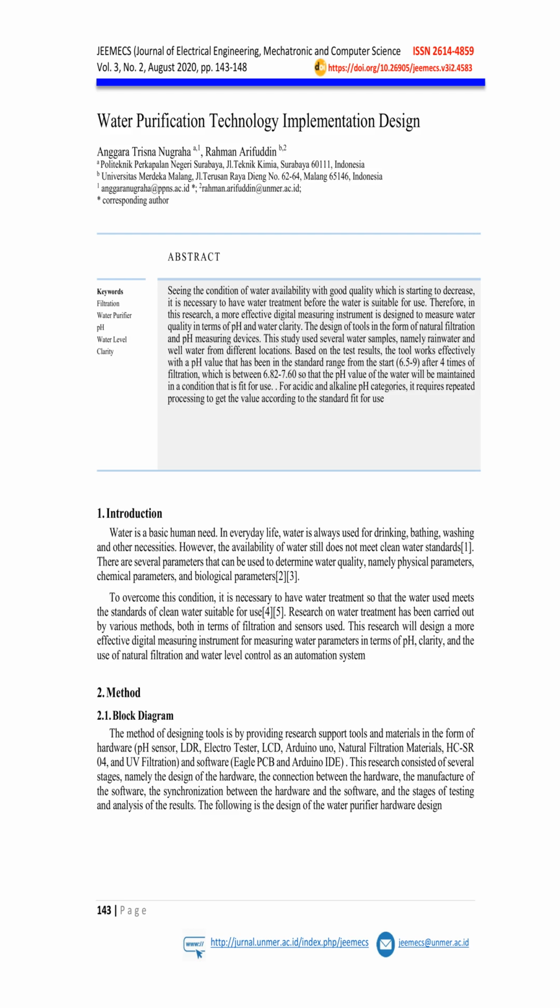1. Introduction. Water is a basic human need. In everyday life, water is always used for drinking, bathing, washing, and other necessities. However, the availability of water still does not meet clean water standards. There are several parameters that can be used to determine water quality, namely physical parameters, chemical parameters, and biological parameters. To overcome this condition, it is necessary to have water treatment so that the water used meets the standards of clean water suitable for use.